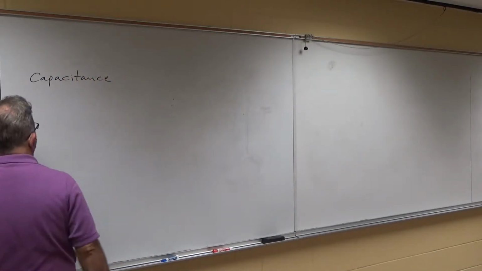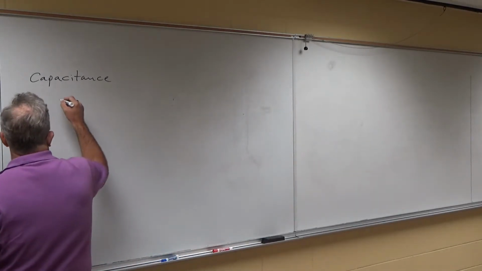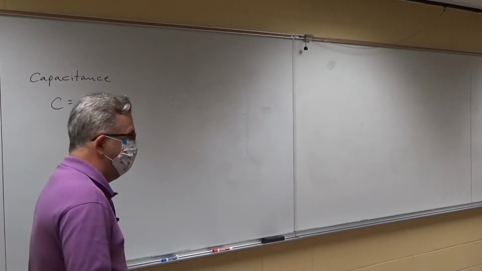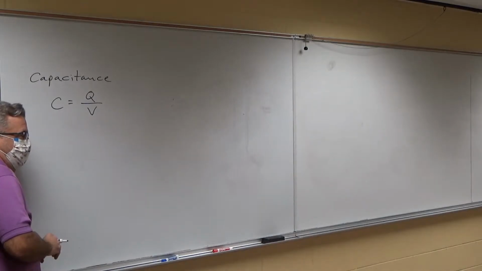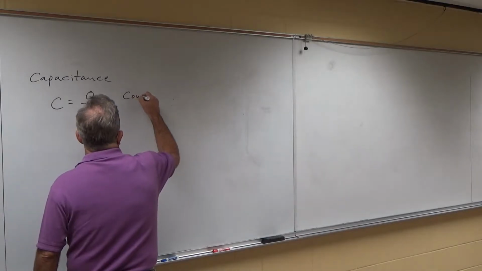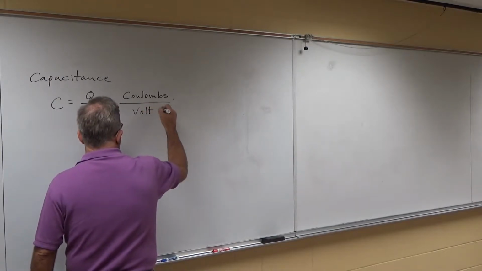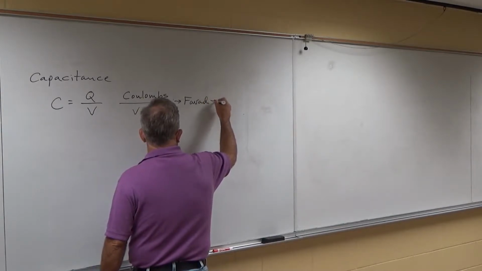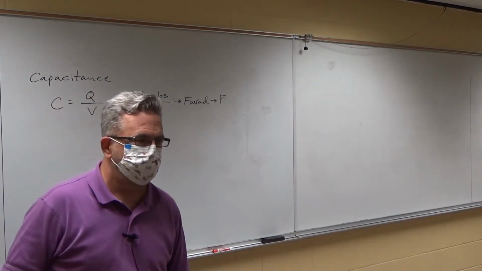So I'll give you the 5-minute version of what I did on Monday. Capacitance, which we'll use C, that is not coulombs, all right? Capacitance is charge per unit voltage. So it's coulombs over volts, or coulombs per volt. That is called a farad, named after Michael Faraday, and it's capital F. So when you see me write capital F, that's a farad.